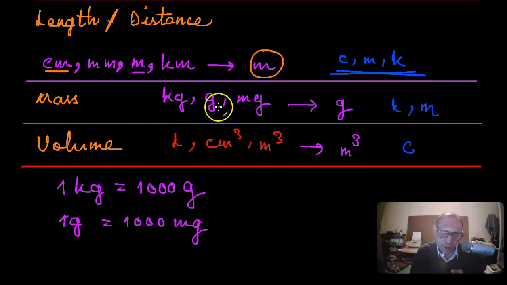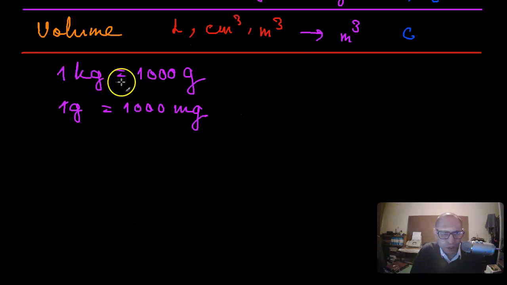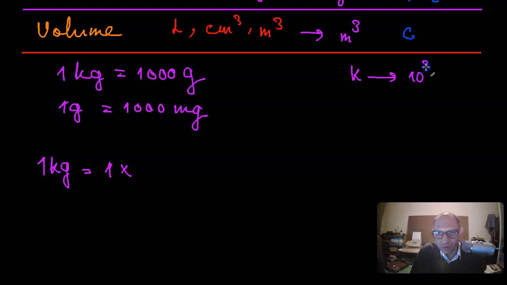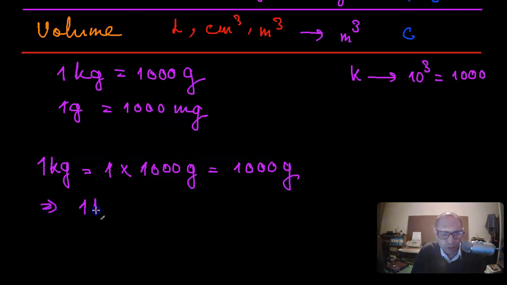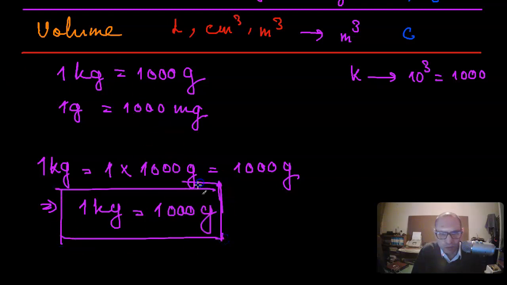But that's not a problem. When it comes to conversion, it's again the exact same story. You can go from kilogram to gram, from milligram to gram, and even from kilogram to milligram, and so on. So, for example, 1 kilogram is the same thing as 1,000 grams, right? The reason is that 1 kilogram is 1 times kilo, and kilo is 10^3, which is 1,000. So that's 1 times 1,000 grams, which is 1,000 grams. So 1 kilogram is the same thing as 1,000 grams.